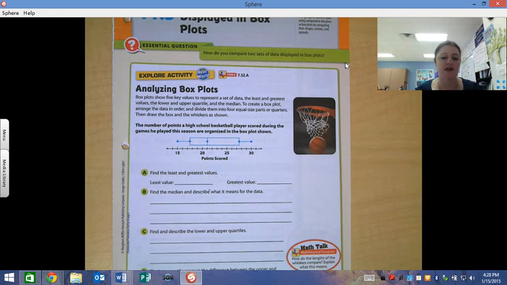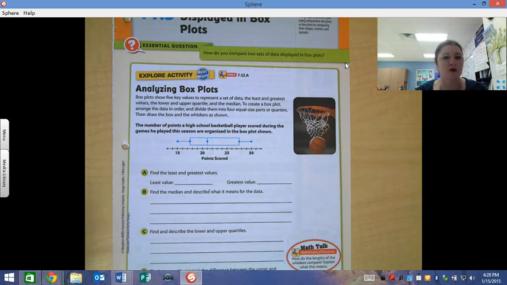Alright guys, today we're going to work on lesson 11.3 out of our book. It's going to be comparing data displayed in box plots. So, the first thing we're going to do is our explore activity, and it's going to show us how to create a box plot and what a box plot is.